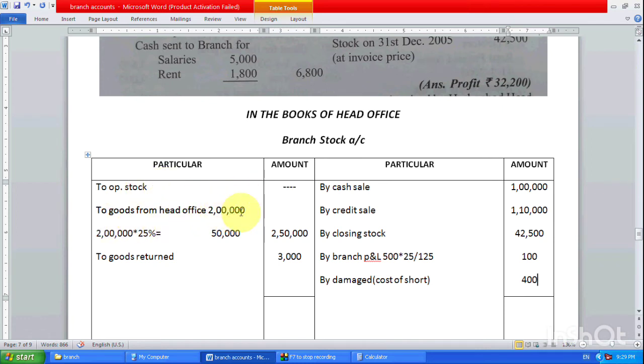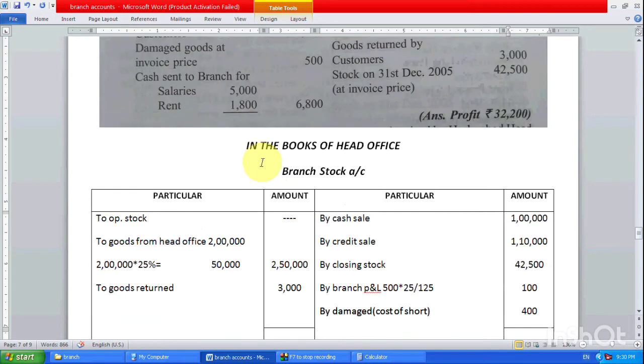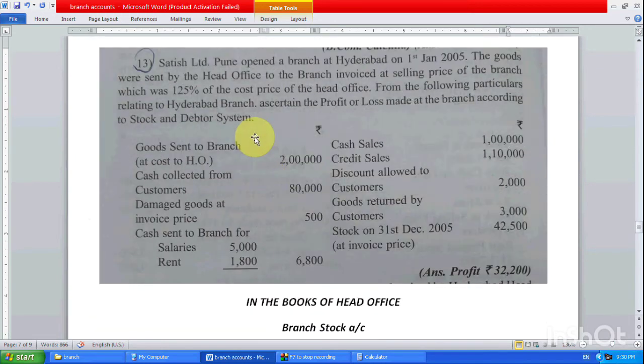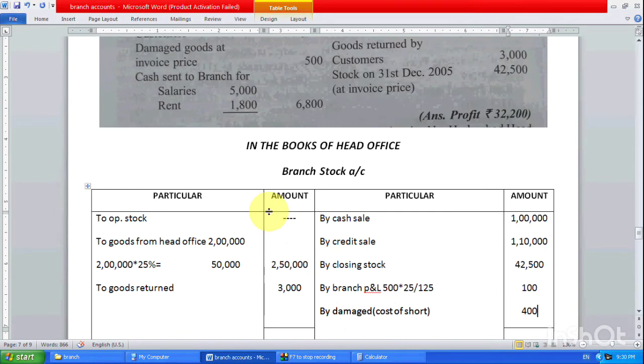Now there is no opening loss, and this is goods from head office, all the entries. Okay, see, is there any other entry which we have missed? No, we have taken all the entries used for the stock account. Now branch invoice at selling price of the branch. So head office to branch invoice at selling price of the branch, which was 125% of cost price.